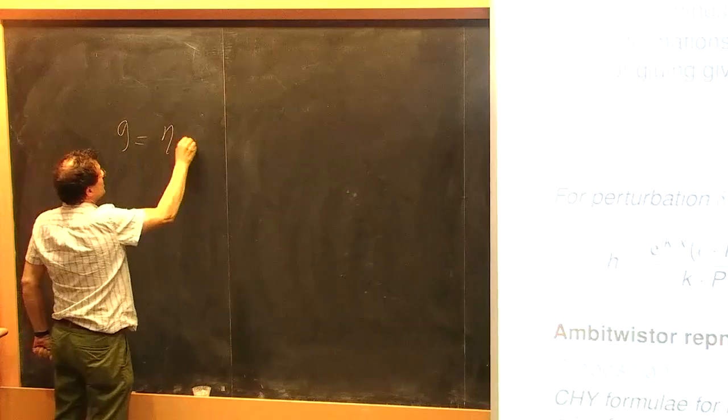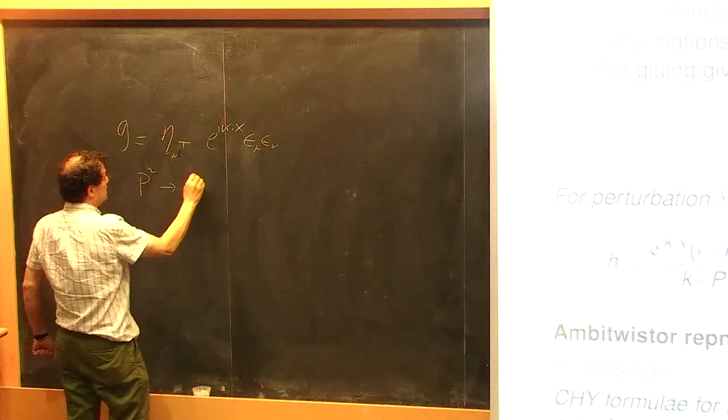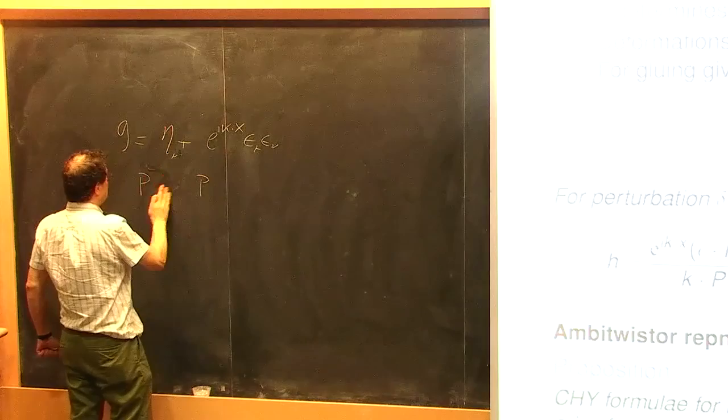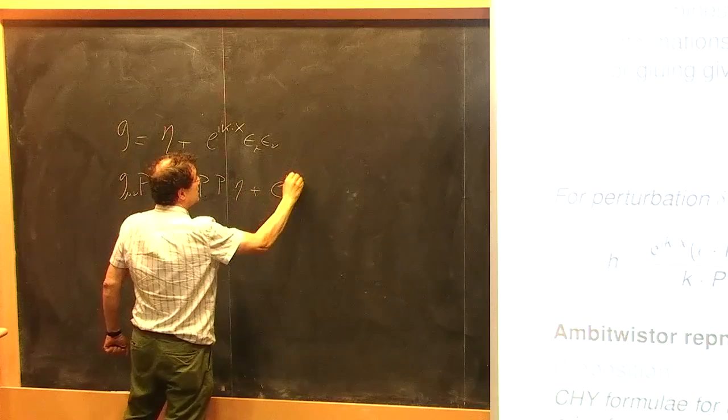So if your metric is G equals eta plus epsilon, then G^{-1}PP will be P eta P plus e^{ik·x} (epsilon·P) squared.